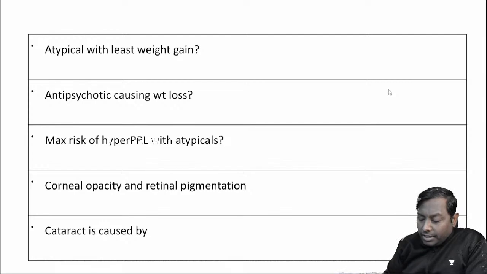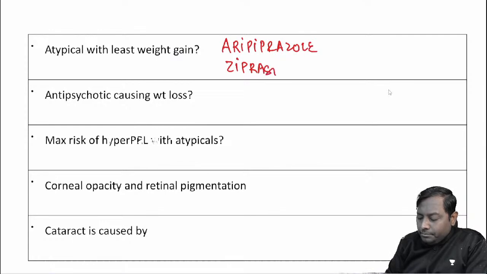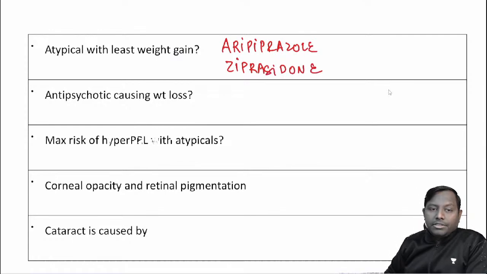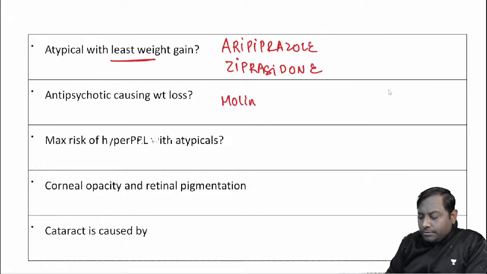Atypical with the least weight gain. So I have given you the story, Aripiprazole को देखा क्या? So aripiprazole, ziprasidone. Very very simple mnemonic to remember. They have less weight gain. The one that can cause weight loss, there is one that has been shown in some studies, molindone, from the miscellaneous group of antipsychotics. Maximum hyperprolactinemia.